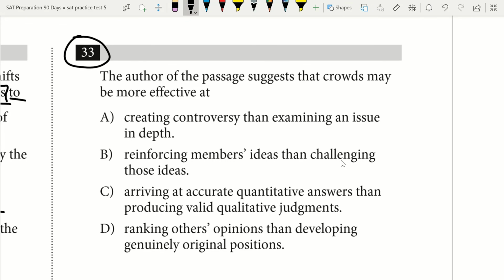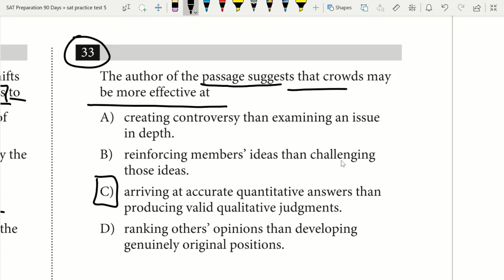So, the author of the passage suggests that crowds may be more effective at what? Okay, what I'm going to do here is I'm going to go ahead and tell you the correct answer. The correct answer here is going to be C. Okay, the author of the passage, in his text, he suggests that crowds are more effective at arriving at accurate quantitative answers than producing valid qualitative judgments.